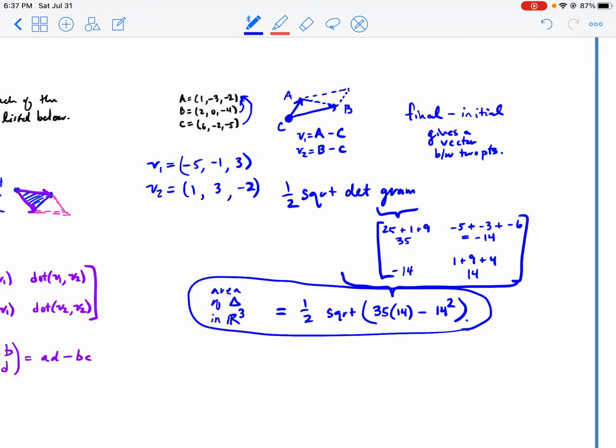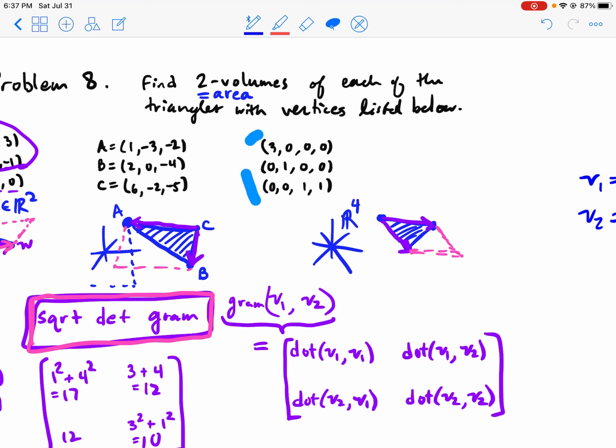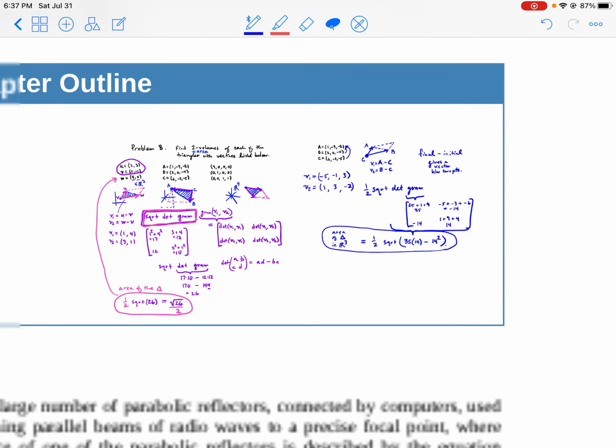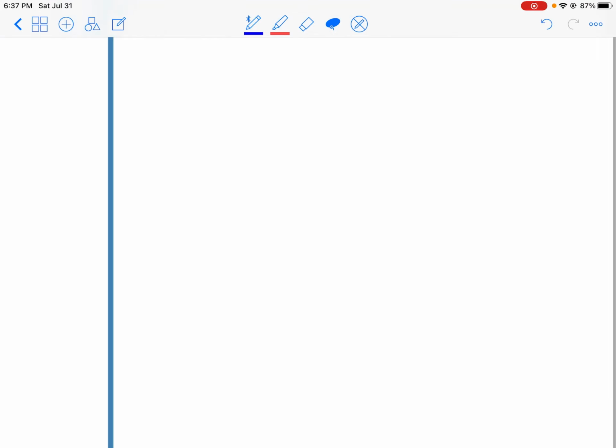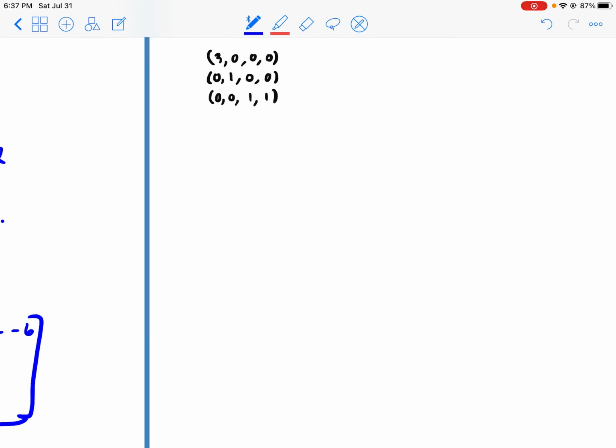Great. One more problem to do. It's this one. Oh, this one looks like it's going to be easier because there are lots of zeros everywhere when I go over here. Okay, lots of zeros. So, let's do it.